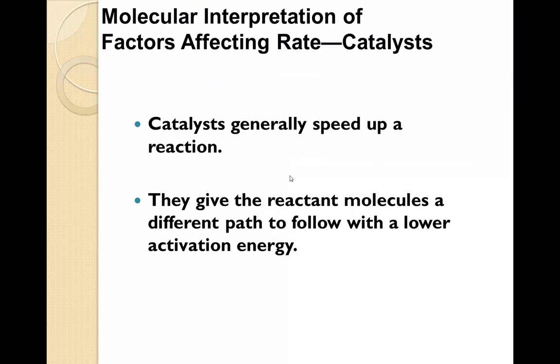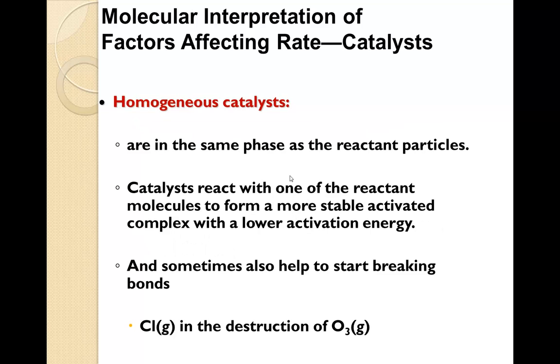Let's change gears a little bit and start talking about catalysts. Catalysts generally speed up the reaction. They give the reactant molecules a different path to follow with a lower activation energy. There are two kinds of catalysts: homogeneous catalysts and heterogeneous catalysts. Homogeneous catalysts are in the same phase, in other words physical state or something similar to that, as the reactant particles.